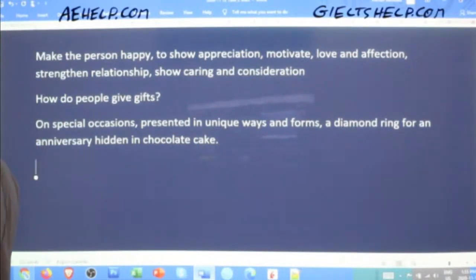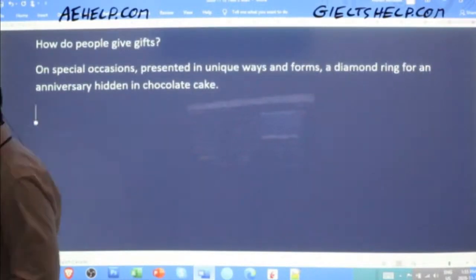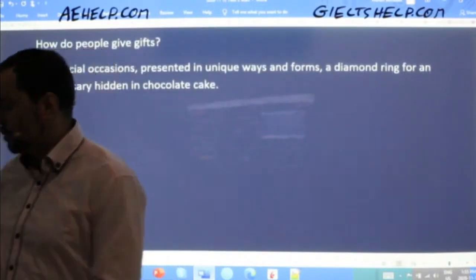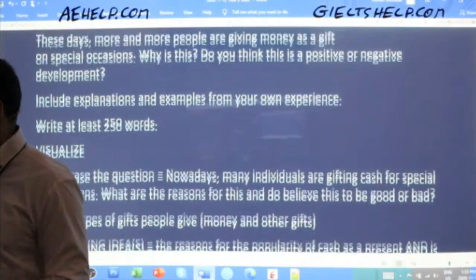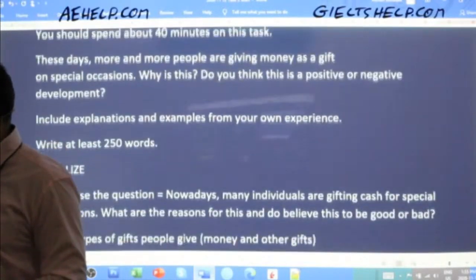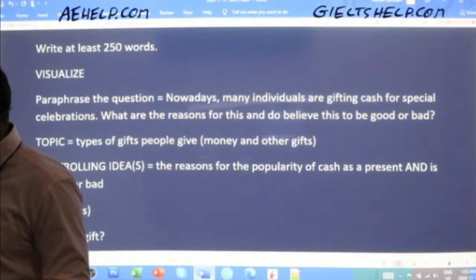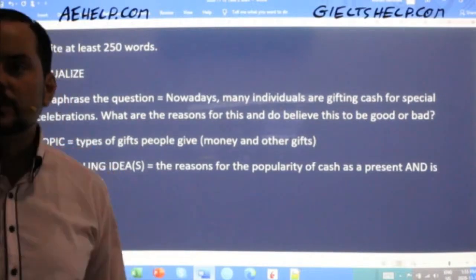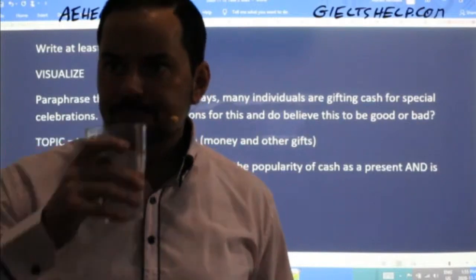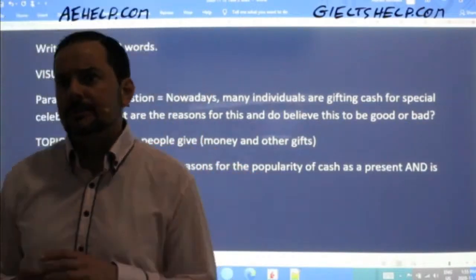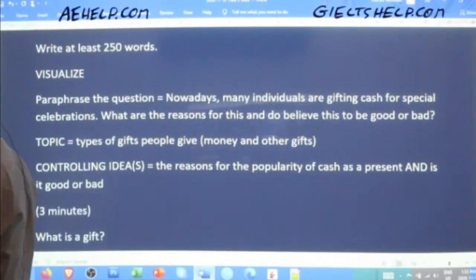All right, so the next question that we want to ask, what is it? Okay, this is an important one, so I want you to think about it. Let's go back to the top here with the topics and controlling ideas, paraphrase. So what's the next question that we want to ask ourselves in order to be able to write a good essay here?